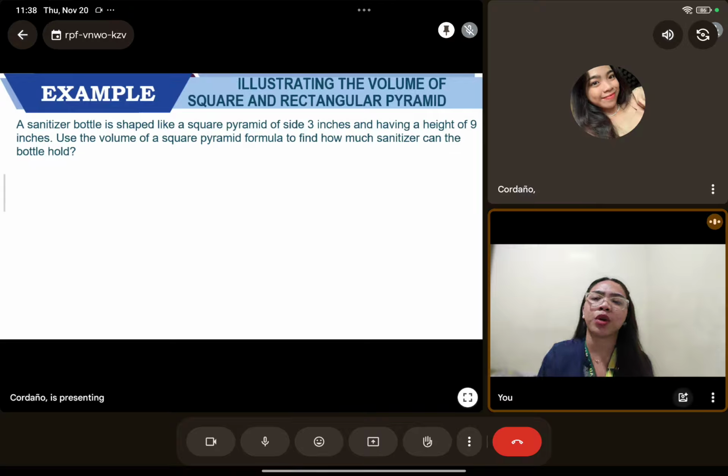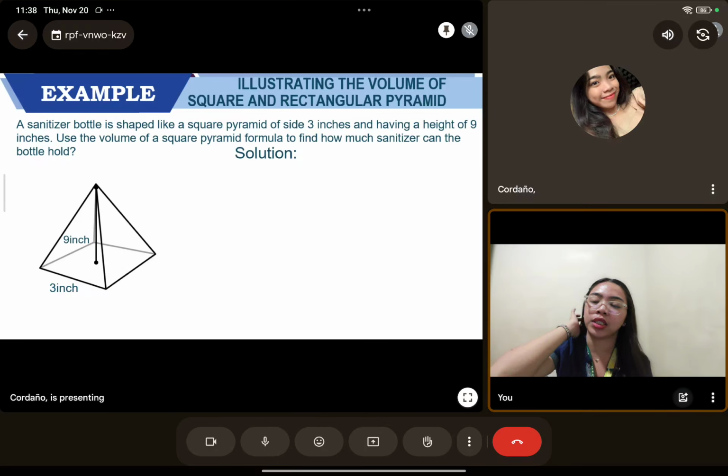So, for another example, a sanitizer bottle is shaped like a square pyramid of a side 3 inches and having a height of 9 inches. Use the volume of a square pyramid formula to find how much sanitizer the bottle can hold. Okay, ayan yung representation niya.